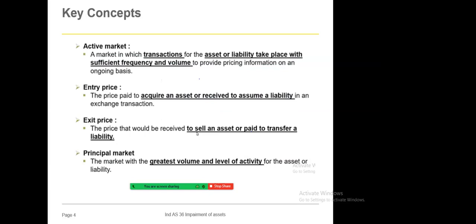Now let us understand the various concepts of Ind AS 113. Based on these concepts, you will get some questions in your registered valuer examination, more or less theoretical. First, what do we mean by an active market? A market in which transactions for the asset or liability take place with sufficient frequency and volume to provide pricing information on an ongoing basis. So an active market is a market where a certain asset or liability is traded with sufficient frequency.